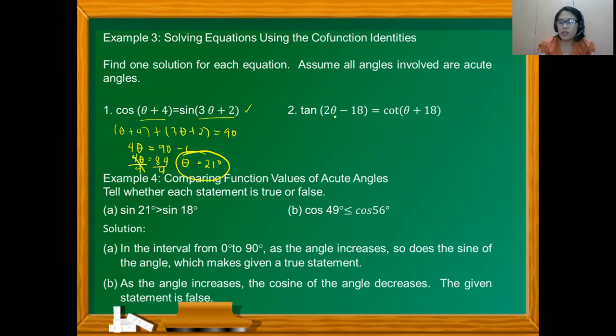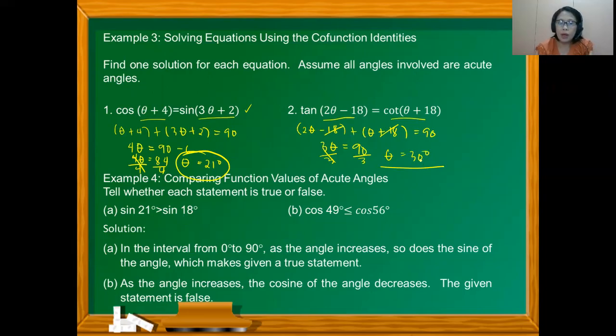In this next one, tangent and cotangent are cofunctions, so we can combine the two and equate to 90. So we have 2 theta minus 18 plus theta plus 18 equals 90. Then combining like terms, we have theta plus 2 theta is 3 theta equals 90. The 18s will cancel. So dividing both sides by 3, we have theta equals 30 degrees.